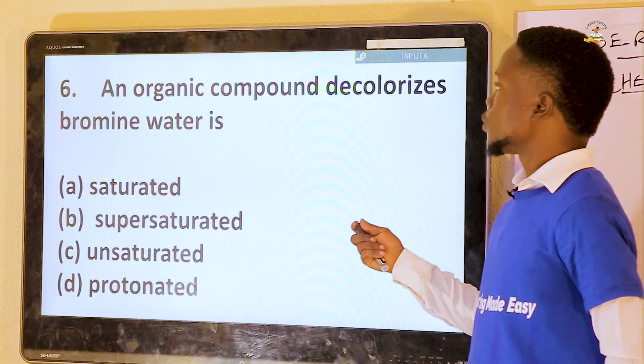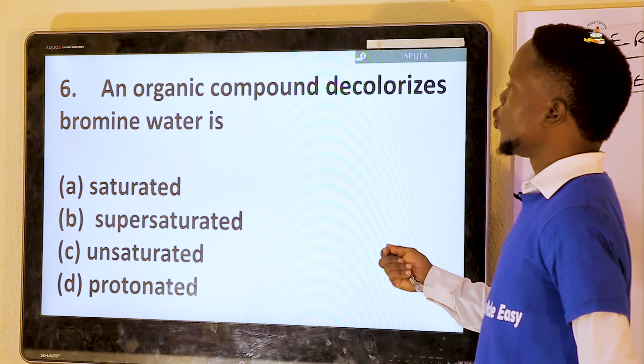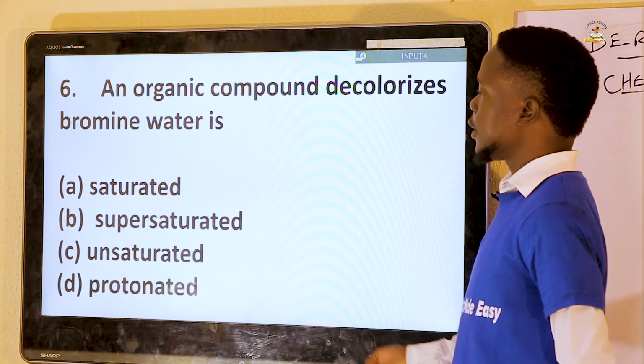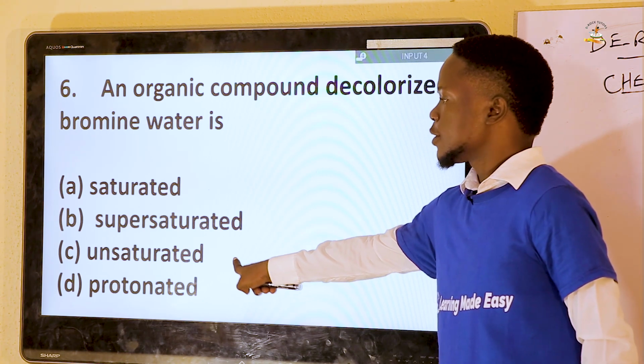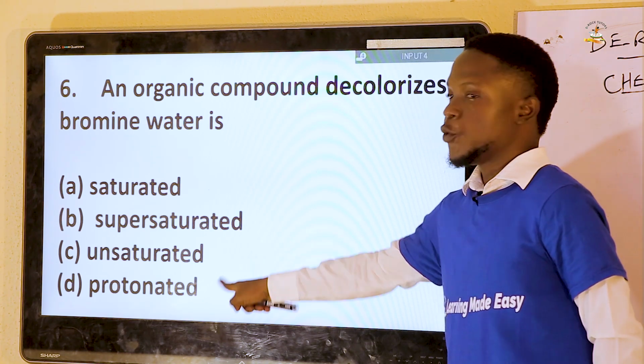An organic compound decolorizes bromine water is, the answer is unsaturated. So unsaturated hydrocarbons are said to decolorize bromine water.